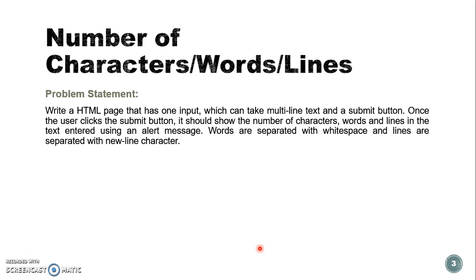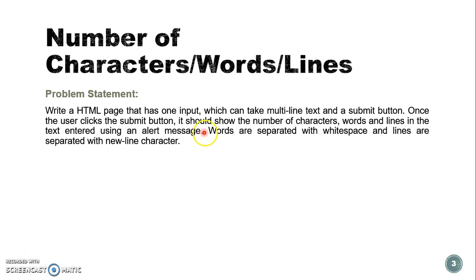So this is the second problem under the Web Technologies Lab, and the problem statement as per the lab syllabus goes like this. Write a HTML page that has one input, which can take multi-line text, and a submit button. Once the user clicks the submit button, it should show the number of characters, words, and lines in the text entered using an alert message. Words are separated with white space and lines are separated with new line character.